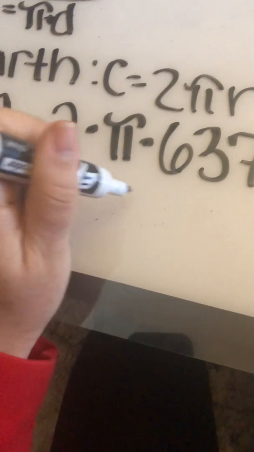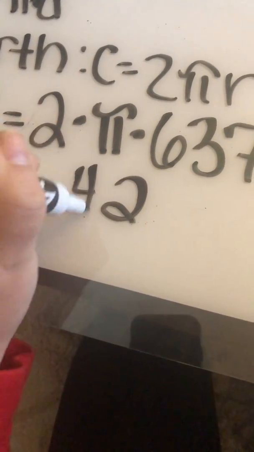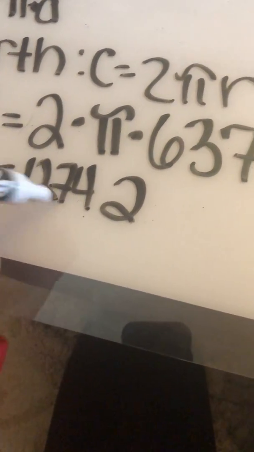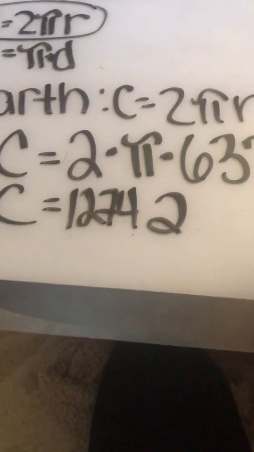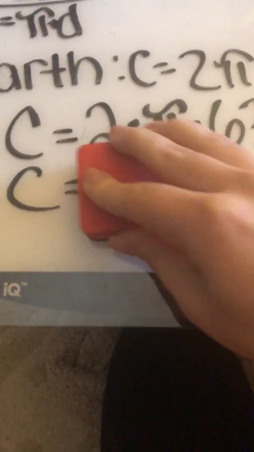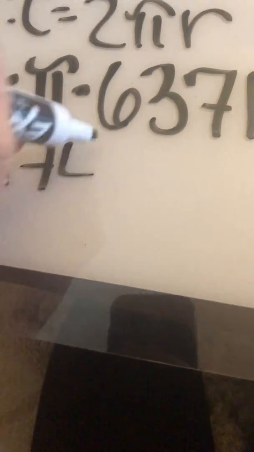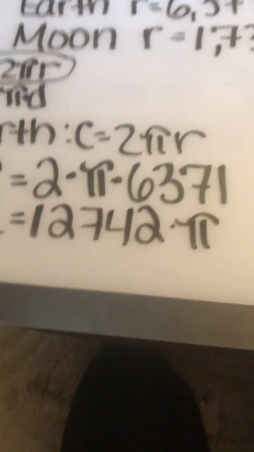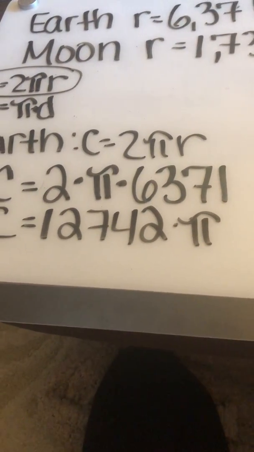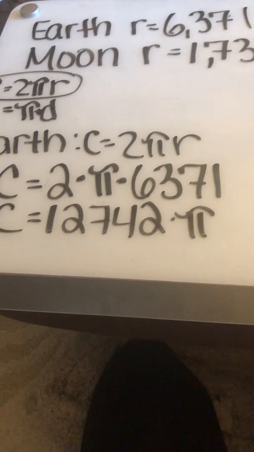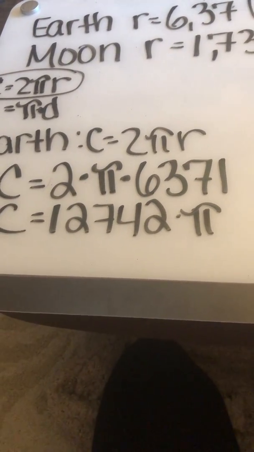So I'm going to do that. So that would give us 2, 4. Woo, ran out of room. Let me rewrite that so it's nicer. 12,742. Okay, so it would be 12,742 times pi. And then we need our answer out of terms of pi because it asked us to round to the nearest tenth. So we're going to actually do this calculation now.